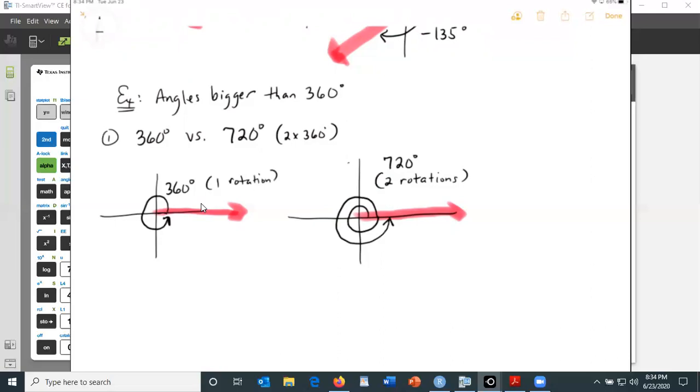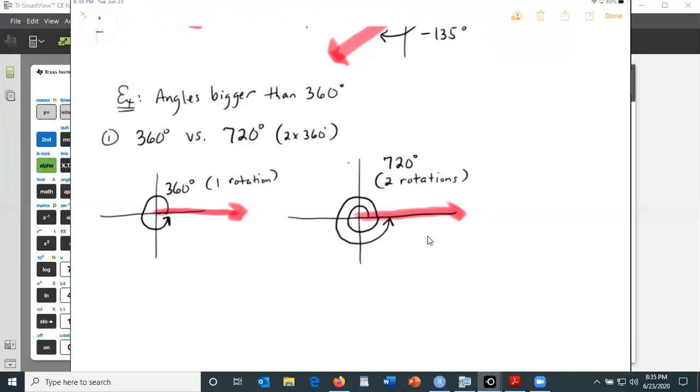Now here's the thing we want to compare. What is really the difference here? There really is no difference, but there is a difference. The difference is the number of rotations. But look at the way the arms or the sides of the angle are positioned. This arm here and this arm here, they're in the same exact position.